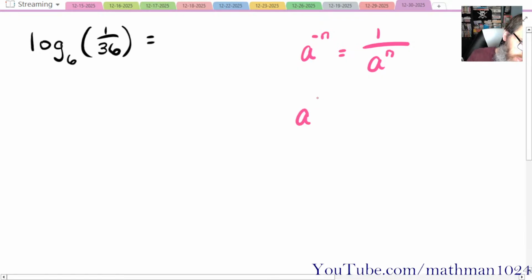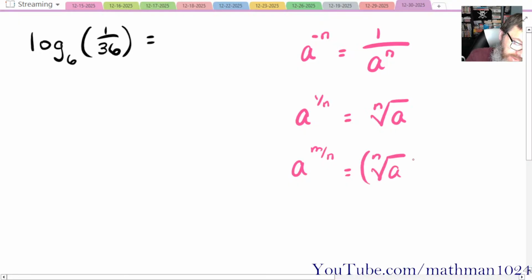The other thing I want you to remember is that if I have a to the 1 over n power, the number in the denominator of the power tells me the index. So a to the 1/nth power is the nth root of a. Okay? And then, of course, what we've seen along with that is if I have a to the m over n, you get the nth root of a raised to the mth power.